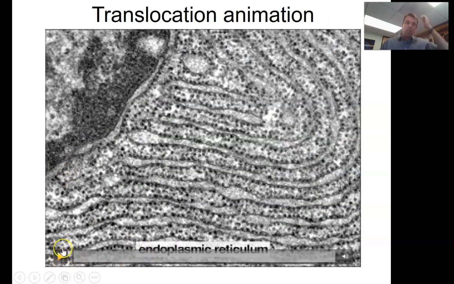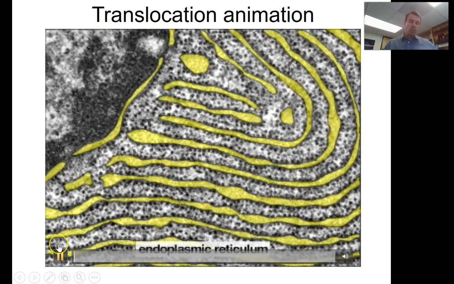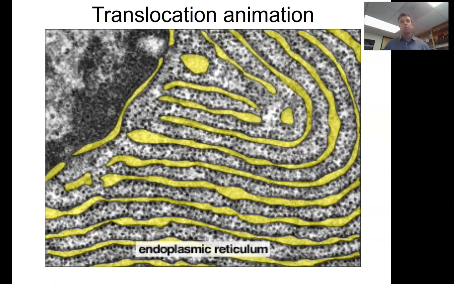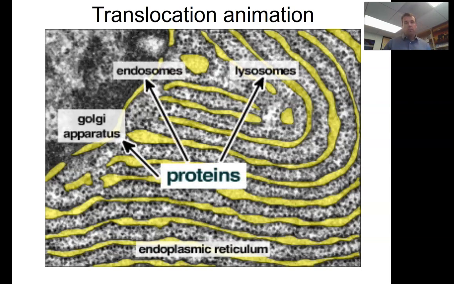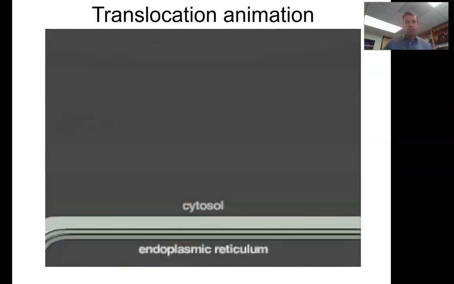Alright, so let's take a look at this animation that talks about translocation into the ER. The endoplasmic reticulum, or ER, is the most extensive membrane system in eukaryotic cells. Proteins transported to the Golgi apparatus, endosomes, lysosomes, and the cell surface all must first enter the ER from the cytosol.